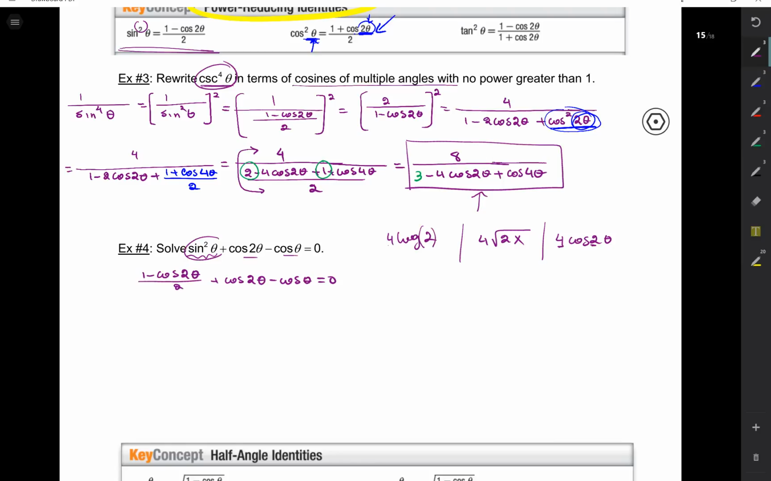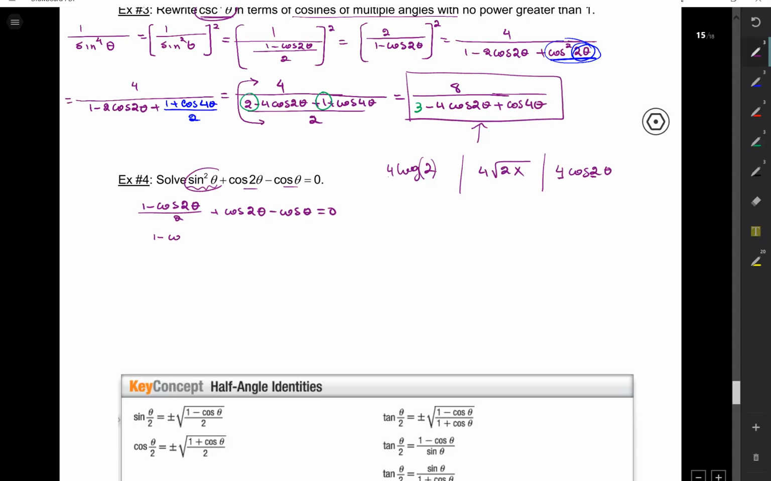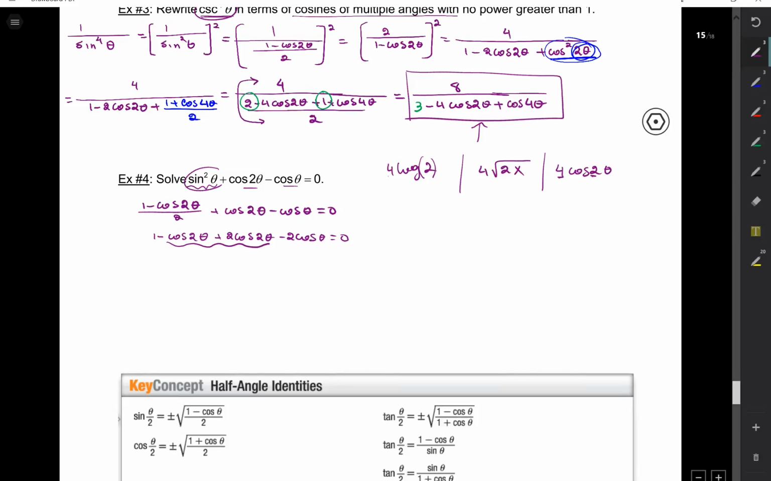Well, that's a problem. Let's get rid of that 2 first. Small steps. 1 minus cosine 2 theta plus 2 cosine 2 theta minus 2 cosine theta equals 0. And here, I can simplify those. So I get 1 plus 1 cosine 2 theta. I multiplied the whole thing by 2. Get rid of that 2.